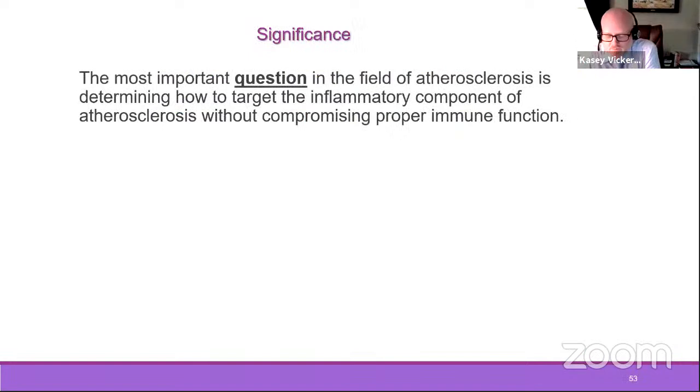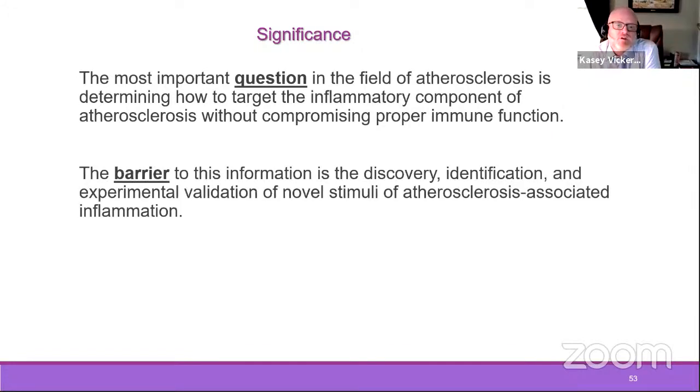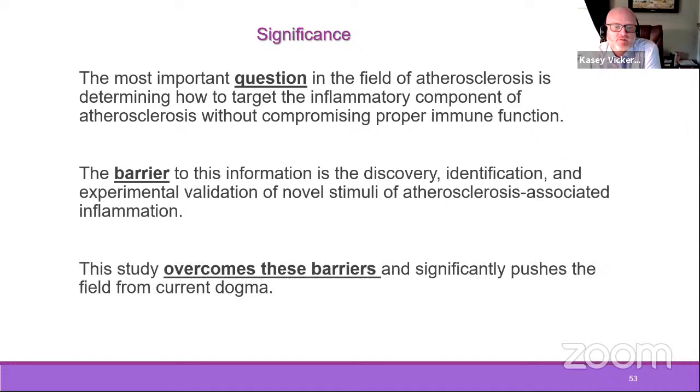So, we think the most important question right now in the field of athero is trying to identify the upstream stimuli for inflammation. And we think the barrier to this is really the discovery of new stimuli outside of cholesterol and bioactive lipids. And we think that this falls into that category. And obviously we think this overcomes some of those barriers and really fits in with the overall shifting paradigm of athero that has come about over the last decade.